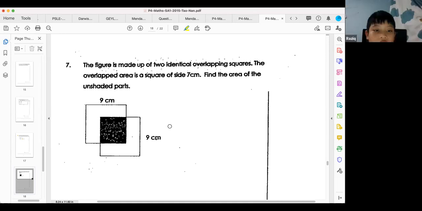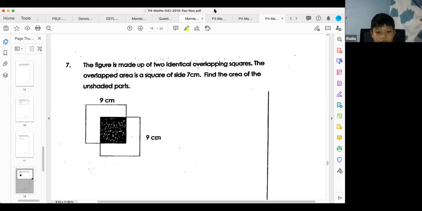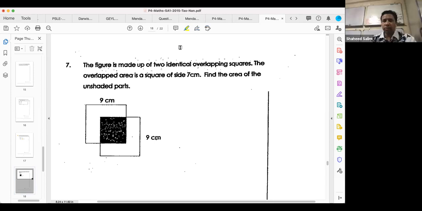Find the area of the untreated parts. Okay, I will use something to help you, but you think first. You think first. We want what? I'm gonna show you something, okay?